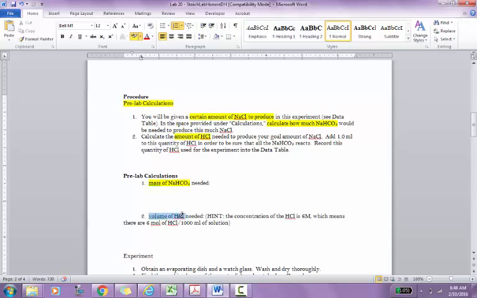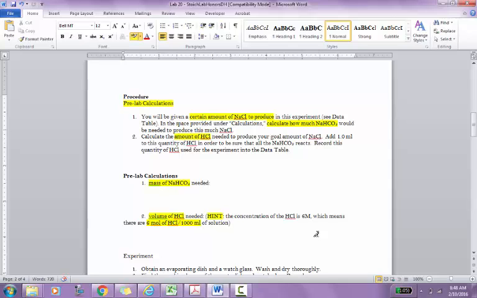This is under pre-lab calculation number 2. Here's where you're going to do your work. Here's the hint. The molarity, which is the concentration of that hydrogen chloride, the hydrochloric acid solution, is that there are 6 moles per 1,000 milliliters of solution. So give that equivalent a try in your stoichiometry calculations. If you struggle with that, I'll help you before you start the lab.